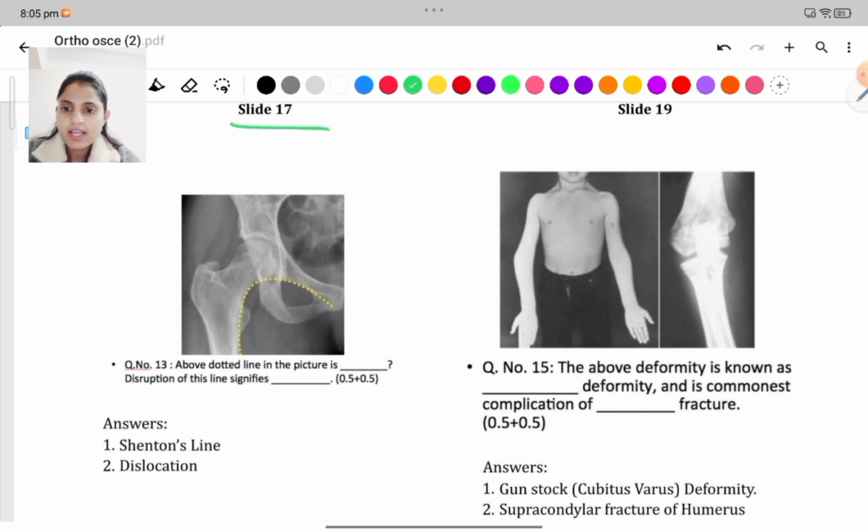Question number 17. This dotted line in the picture is the Shenton's line, which is formed above the obturator foramen, superior to the obturator foramen, and this is the neck of the femur and the inferomedial border of the neck of the femur. Disruption of this line signifies dislocation. This line is disrupted in developmental dysplasia of the hip, in dislocation, and in fracture.